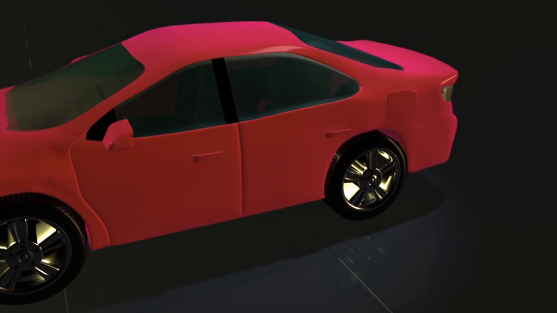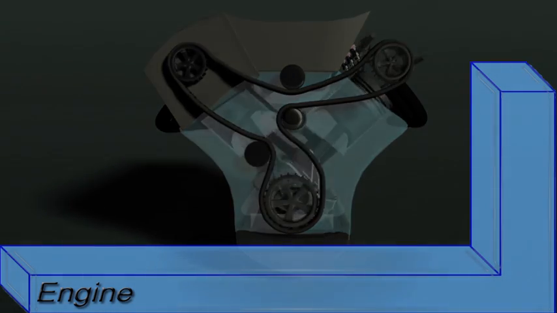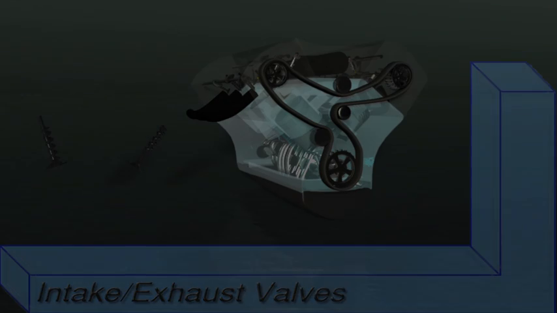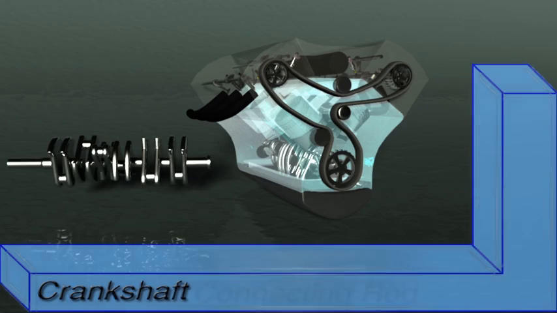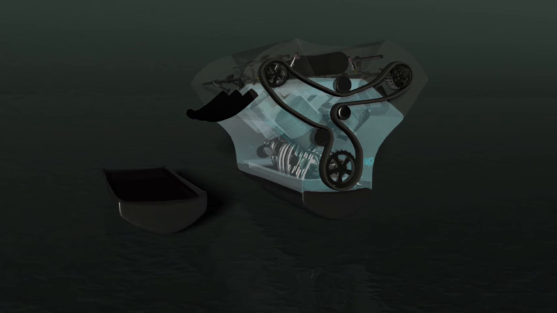When the key is put in the ignition and turned on, the car battery initially starts the engine. After gasoline has traveled through the fuel line, it will begin to power the engine. The engine is composed of 6 main parts: the intake and exhaust valves, the pistons, connecting rods, a crankshaft, and a sump. The sump is a reservoir that collects used motor oil inside the engine.